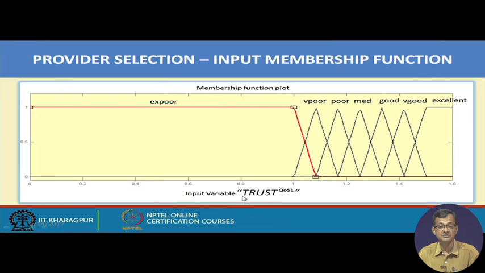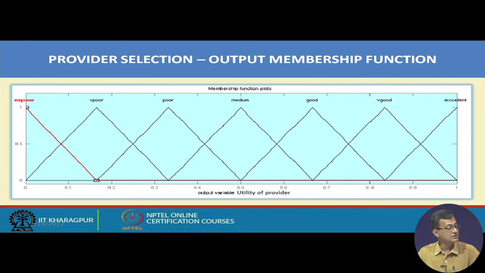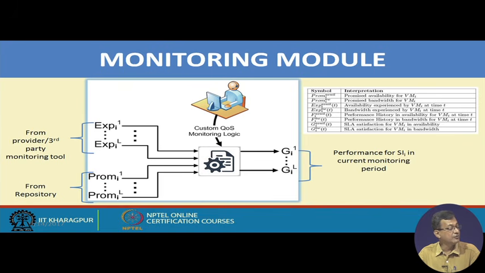The input variable is trust, having a membership function again at different scales. Then we construct the output membership function with the levels extremely poor, very poor, poor, medium, good, very good and excellent. Based on this we calculate what should be the suitable provider.